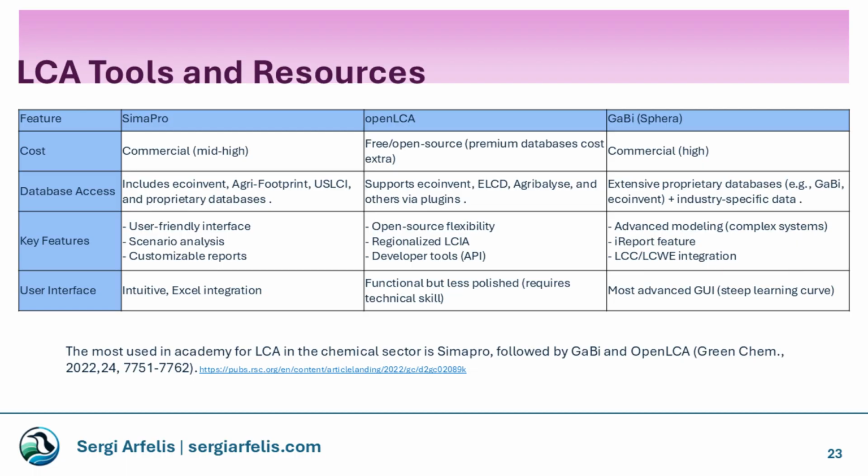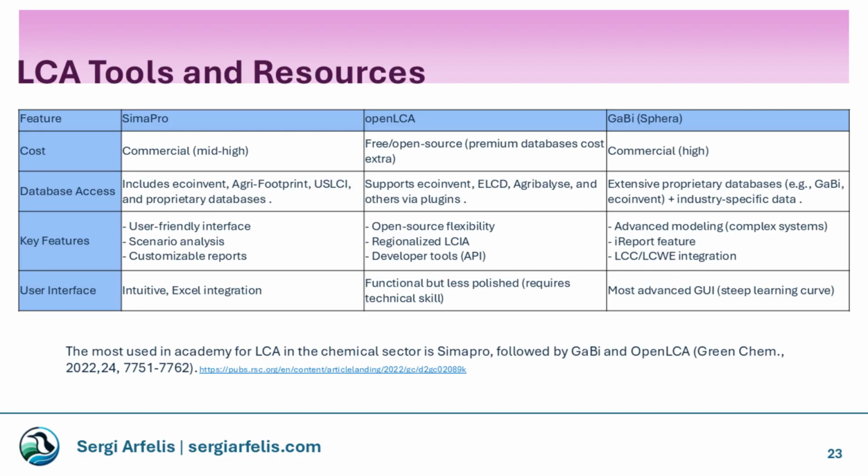openLCA stands out for its open-source flexibility and cost-effectiveness. While the core software is free, premium databases may incur additional costs. openLCA supports multiple databases such as EcoInvent, ELCD, and AgriBalyse through plugins. Its key features include open-source adaptability, regionalized LCIA, and developer tools via an API. However, its user interface is more functional than polished, requiring a higher level of technical skill compared to SimaPro.